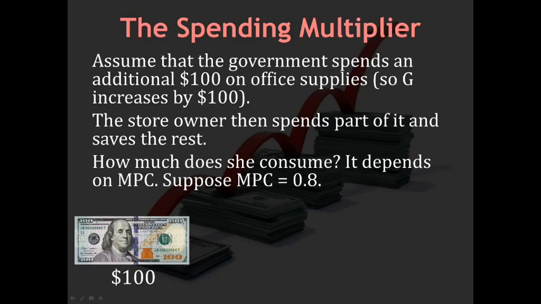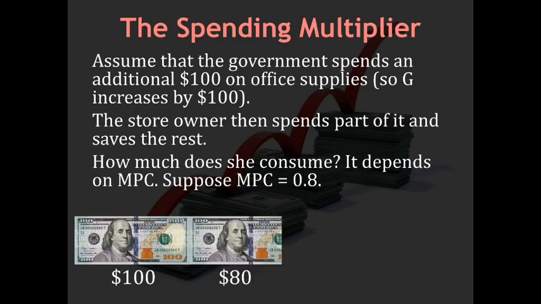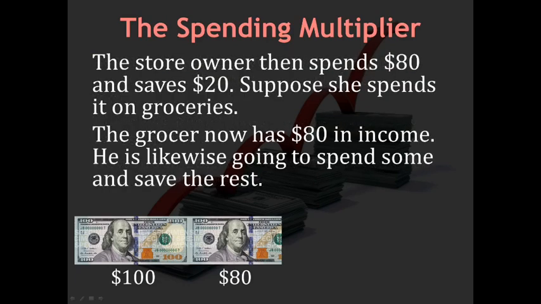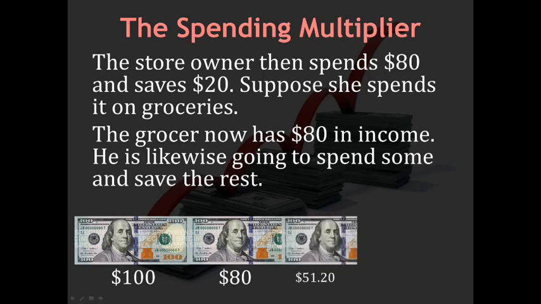So let's ask, how much does she actually consume? Well, it depends on what her MPC is. So let's suppose, for example, the MPC is equal to 0.8. That means she would save $20, but the remaining $80 she would spend again and put back into the economy. So the store owner spends $80, and let's suppose she spends that money on her groceries. Now that grocer has that $80 in income, he's going to spend some of it and he's going to save the rest. So if MPC is 0.8, he's going to end up spending $64 of that $80.